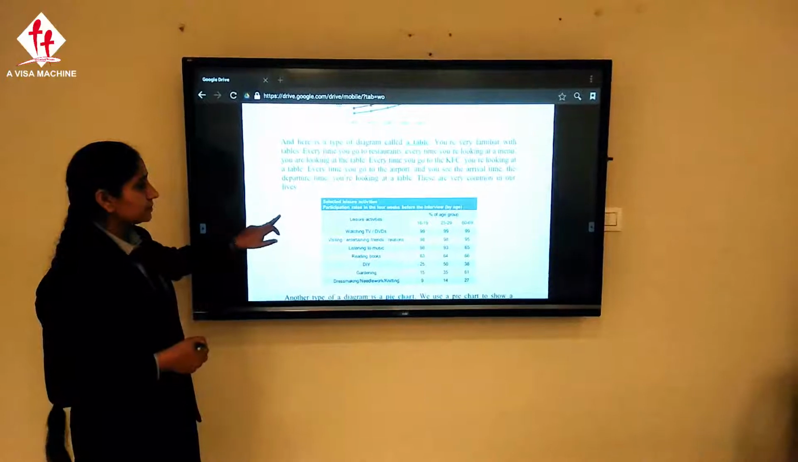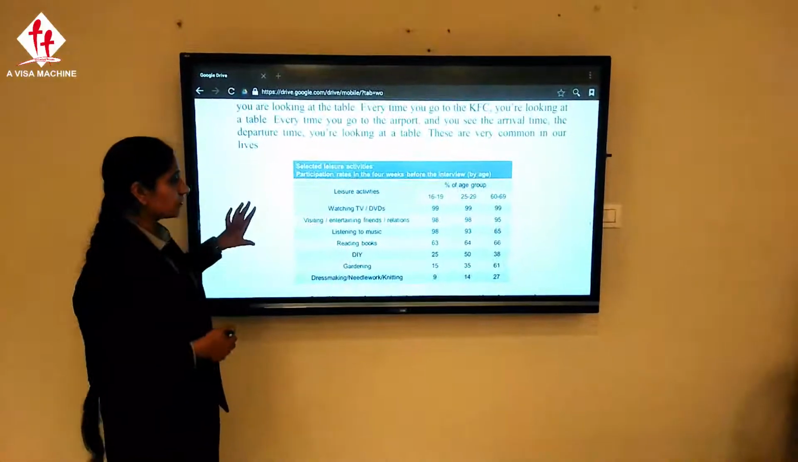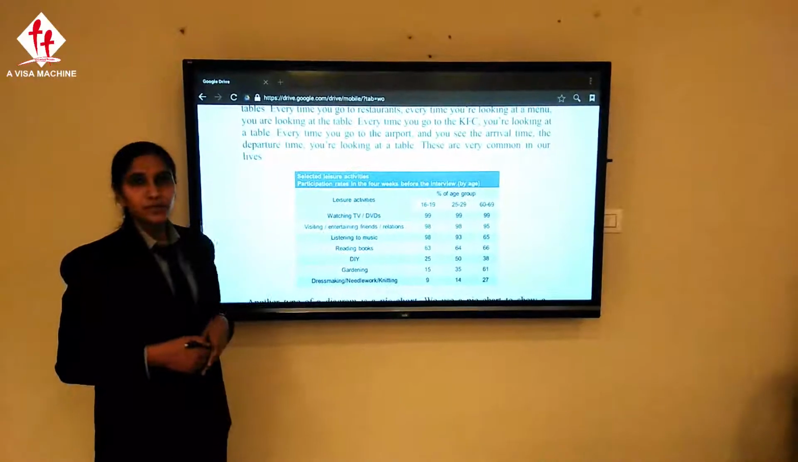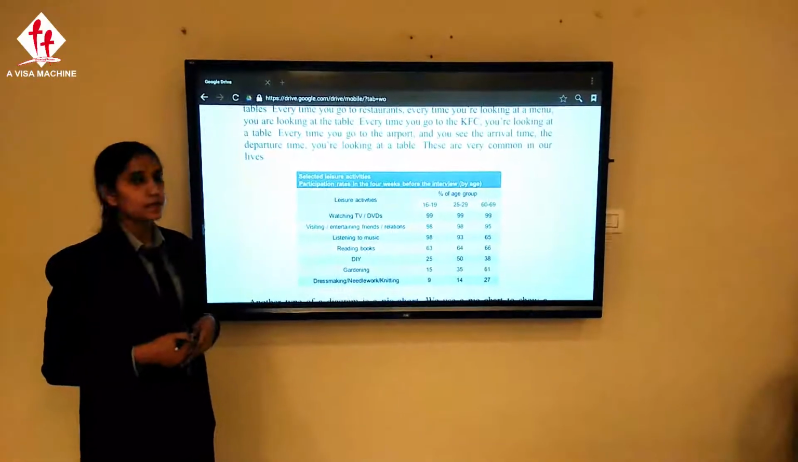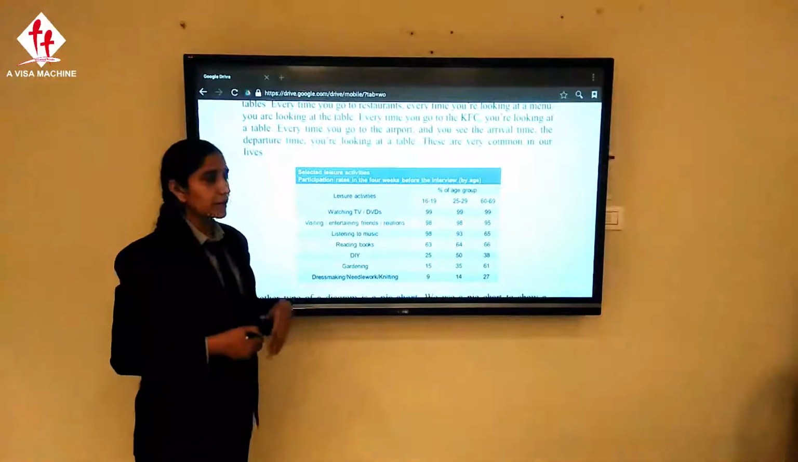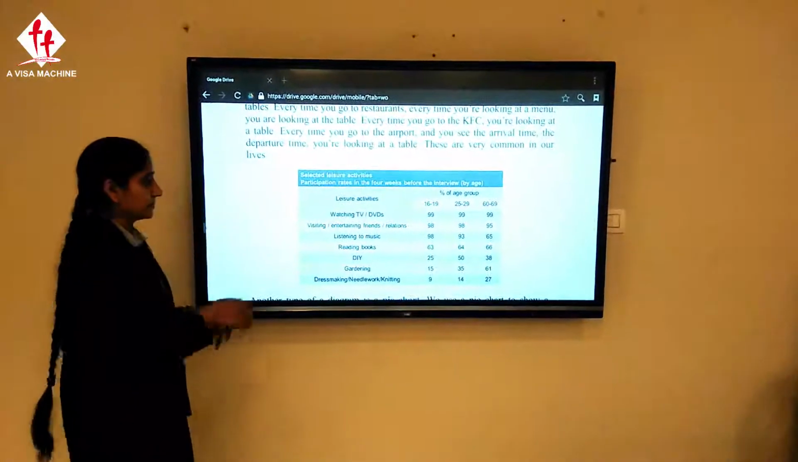The next one is another type of diagram that is known as a table. As a table includes rows and columns, we have to write full information according to the given data, which is in percentages.